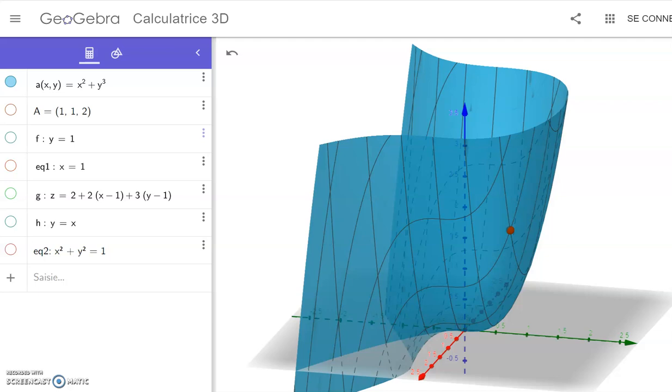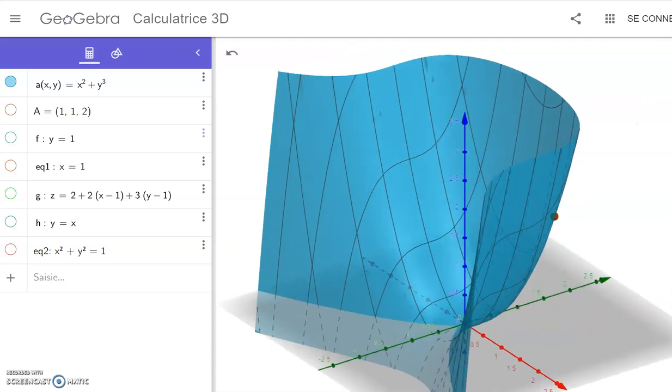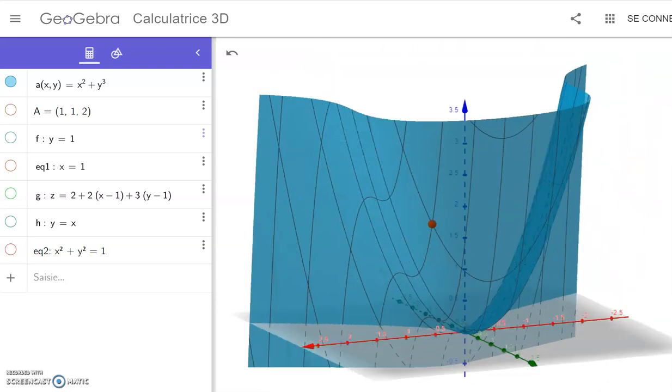Well, finally, I wanted to show you a little something concerning the derivatives and the partial derivatives and some very general ideas. So here I have represented on GeoGebra the surface given by the equation z is equal to x squared plus y cube. Okay, so you see it's this nice surface.